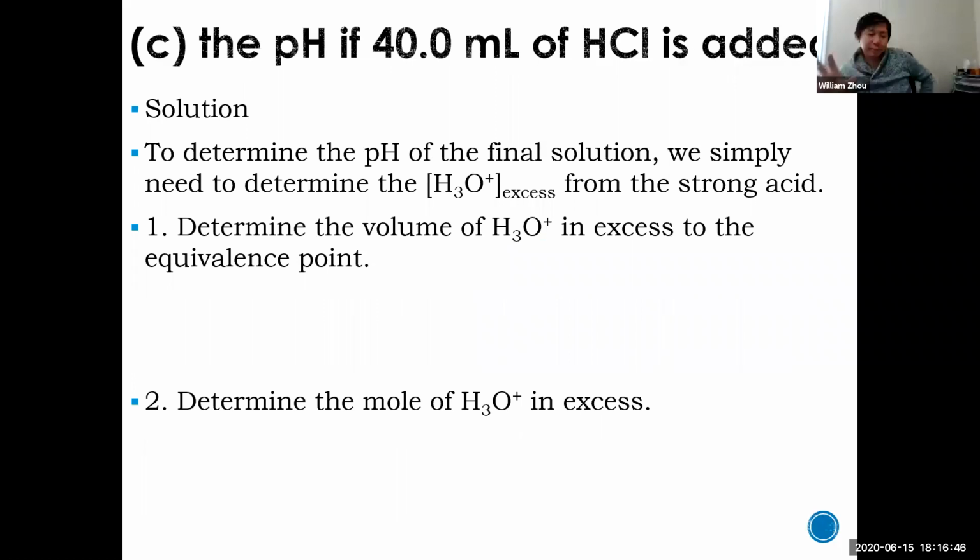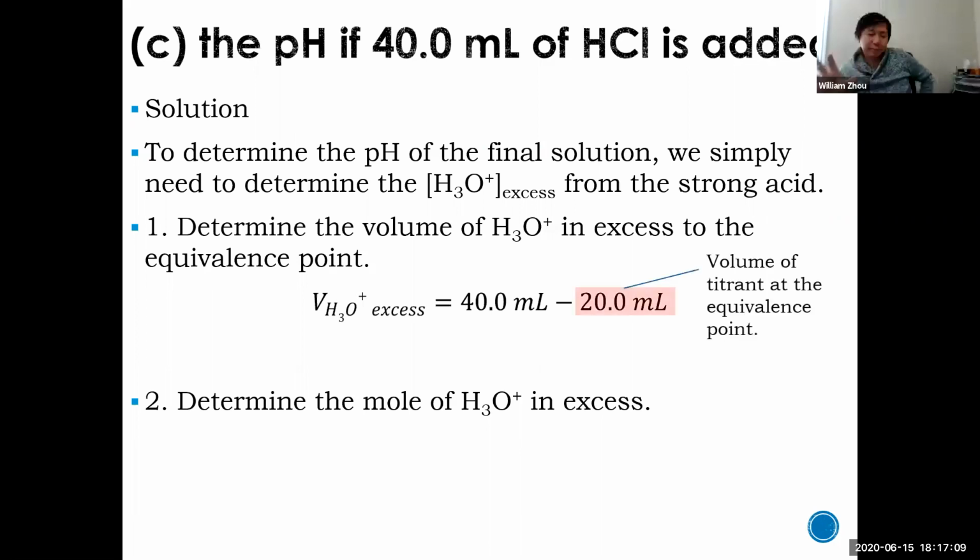Last one, C. If you go over, if you add 40 milliliters, that's way beyond the equivalence point. What is the pH? In this case, you just need to calculate the volume in excess. You added 40, you only need 20. How do I know that? I calculated this in the previous step. So I only need 20 to reach the equivalence point. So you would have 20 in excess.